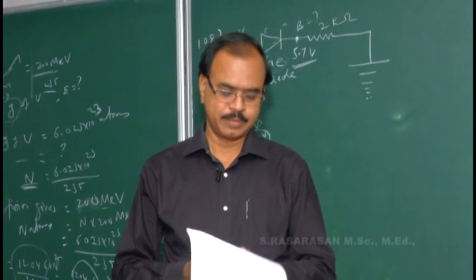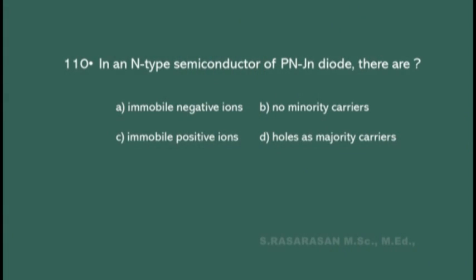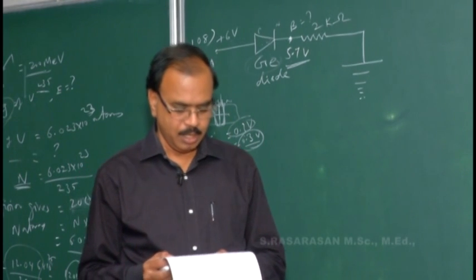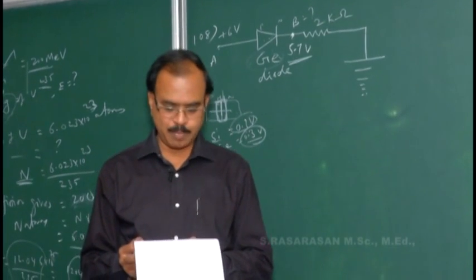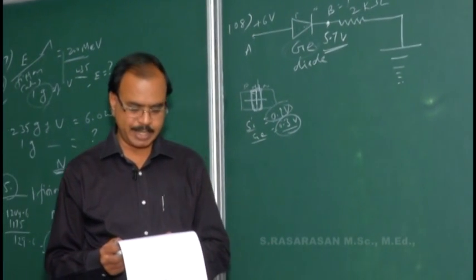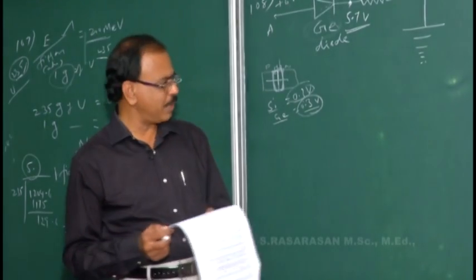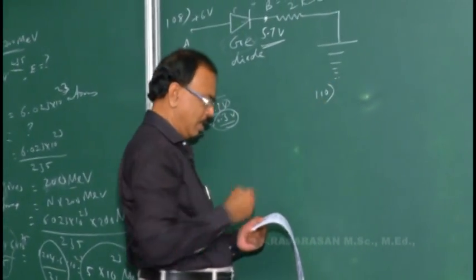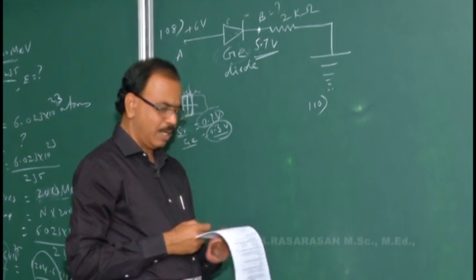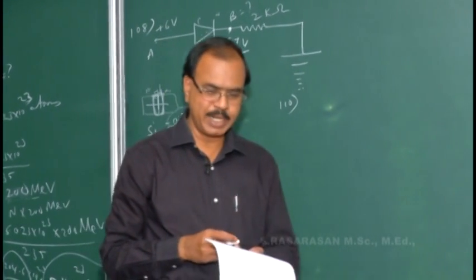The next question. In the N-type semiconductor of a p-n junction diode, there are: immobile negative ions, no minority carriers, immobile positive ions, or holes as majority carriers. So this is about the p-n junction diode, again. See, what is a p-type semiconductor, and what is an n-type semiconductor?